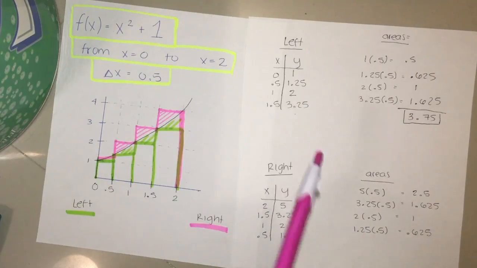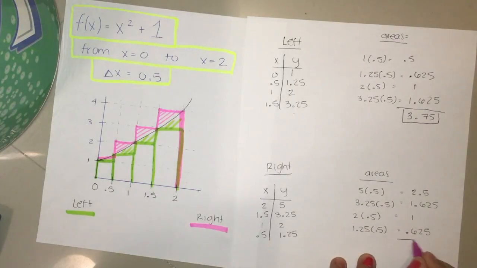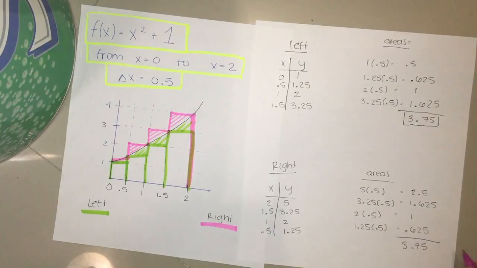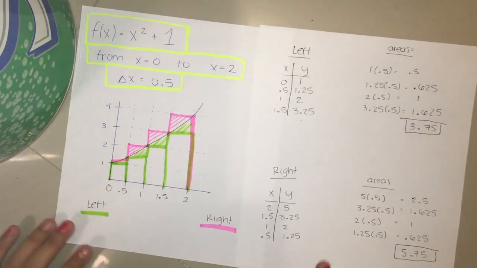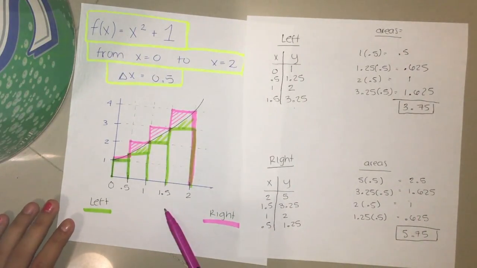You're gonna do the same as you did on the left hand. In this case, you multiply your y values times the delta x, and these are the values you get. Then you add them, you're gonna get 5.75. Now, for this problem, you're done. These are the two answers you're gonna get for this problem.